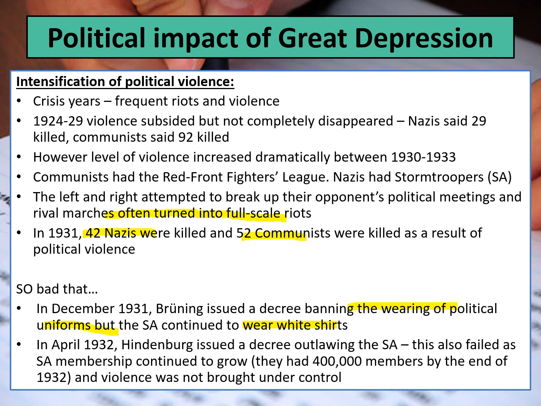So Bruning's actions here weren't very effective. In April 1932, Hindenburg then issued a decree outlawing the SA, but this also failed as SA membership continued to grow. For instance, they had 400,000 members by the end of 1932. So essentially, the government tried to control this political violence, but they weren't very effective, and the violence was not brought under control.